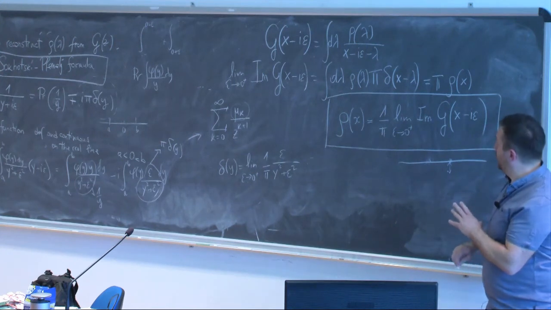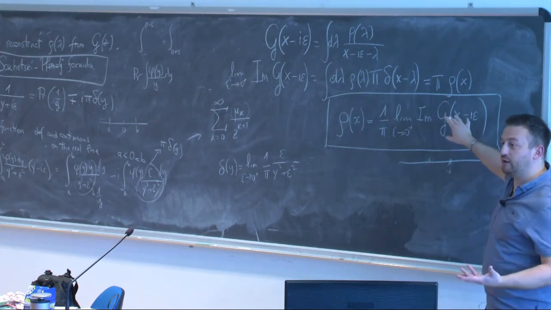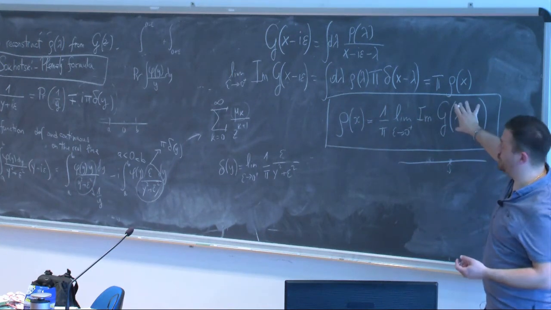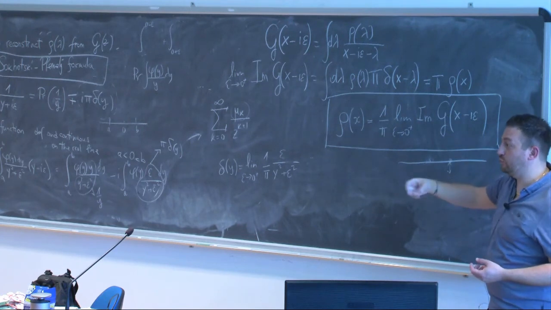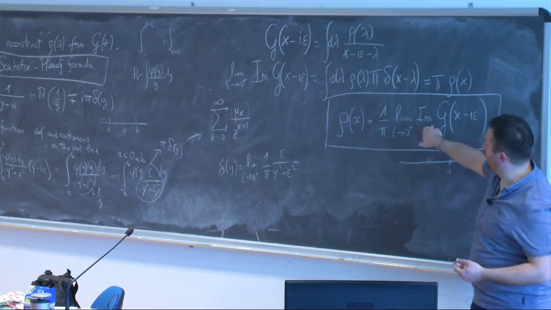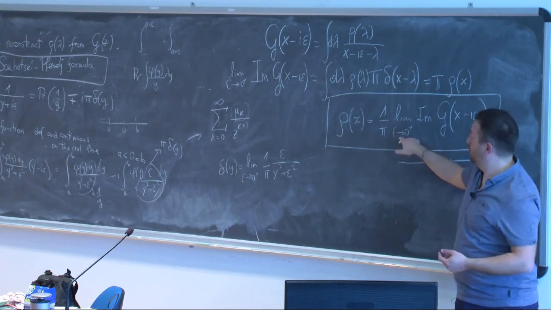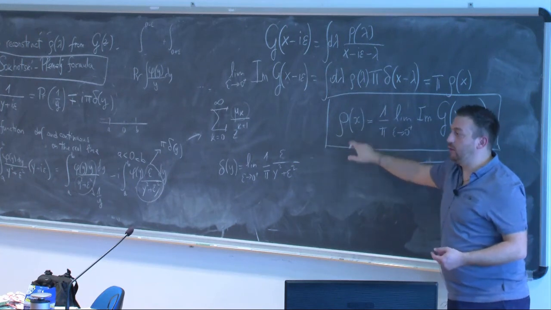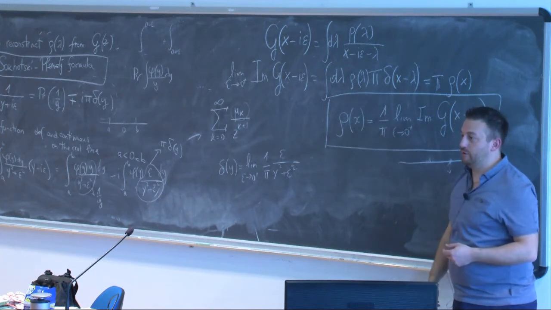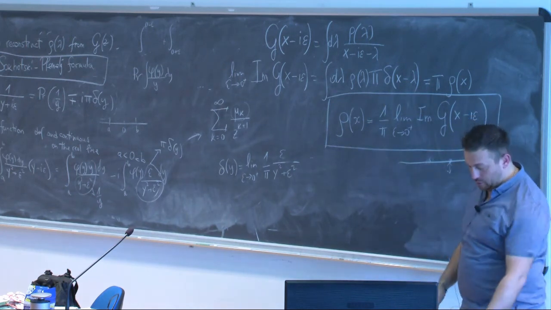Okay, so this will be our main tool, because if we manage to find an equation, for example, for G of Z, we will solve this equation, find G of Z, compute it in x minus I epsilon, take the imaginary part, take the limit epsilon to zero in this order, divide by 1 over pi, and we will have our spectral density. This is what we are going to do for the Gaussian ensemble.